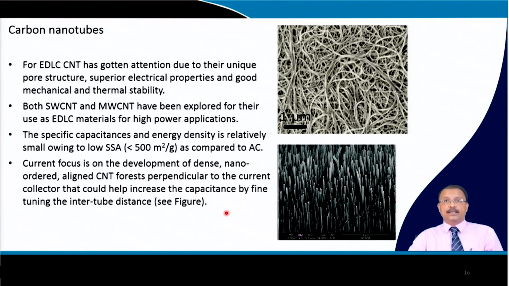Carbon nanotube is another one. They have gotten quite good attention, and you can have either a spaghetti type of structure, a noodle like structure.